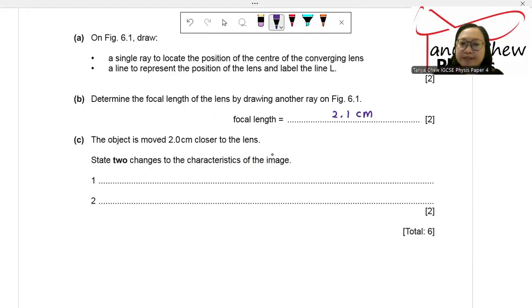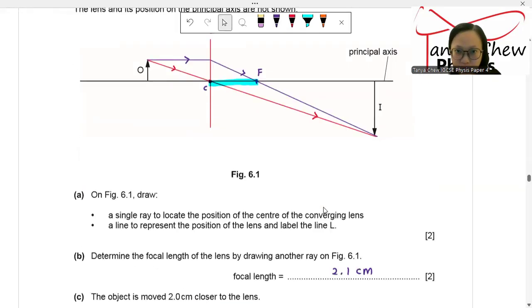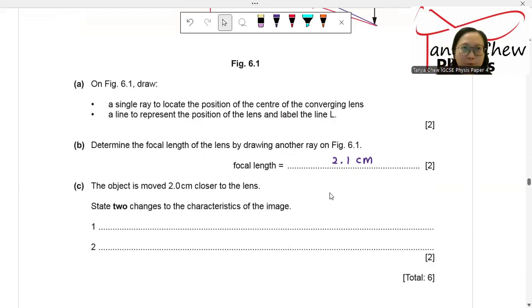Now see, the object is moved 2 cm closer to the lens. 2 cm closer, that means very close to the lens. Okay, every point here has its own focal point, right? Principal focus. If you move 2 cm closer, the object will be in front of the first principal focus. So this is like drawing a ray diagram for a magnifying glass.